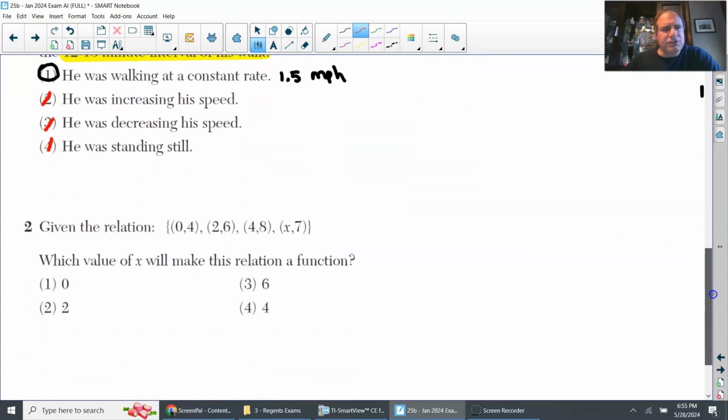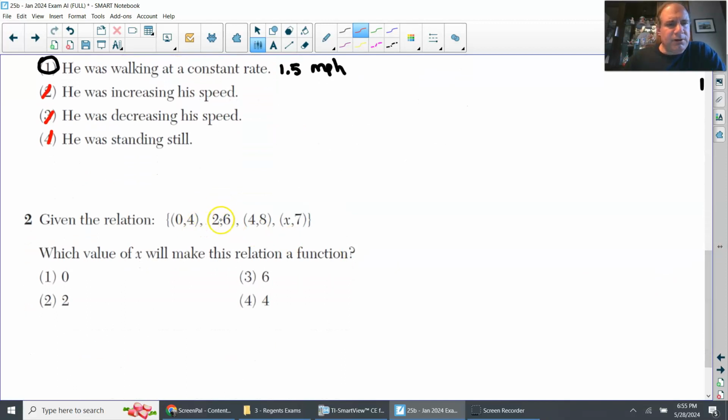Number 2, given the relation 0, 4, 2, 6, 4, 8, and then x, 7. So we're just going to take a look. Which value of x? They're just talking about x. Which value of x will make this relation a function? Remember, every x must have its own y. So if you put this 0 in here, it would be 0, 4, and then 0, 7. That would not be a function. 2 can't go into 2, 7, and 2, 6. It would not make that a function.